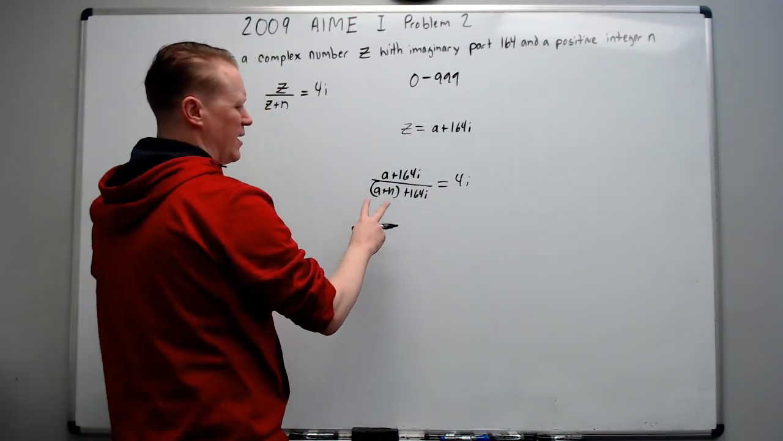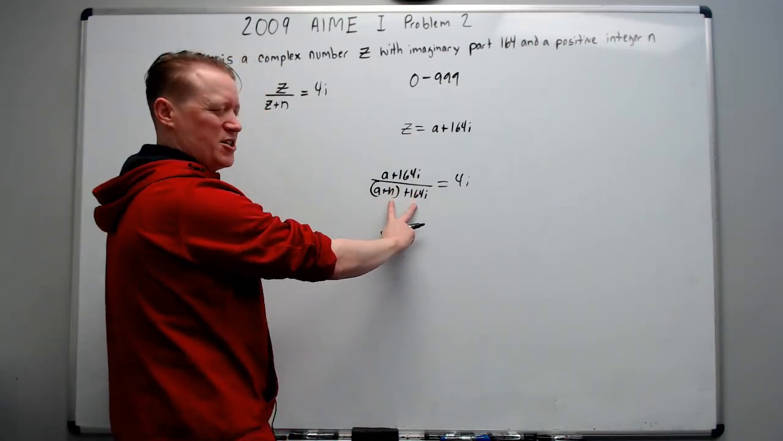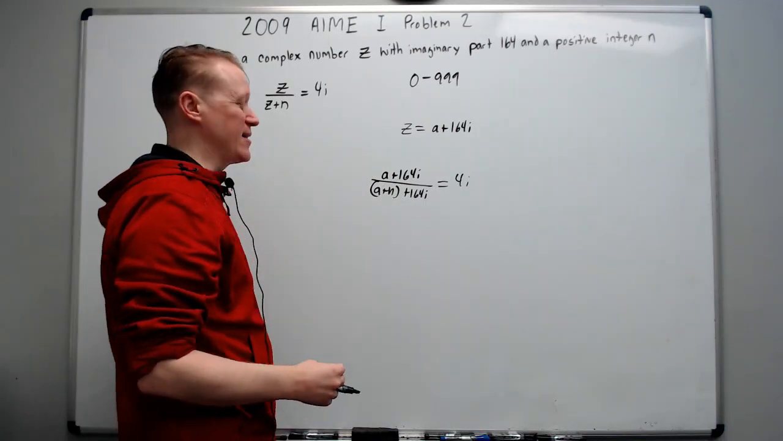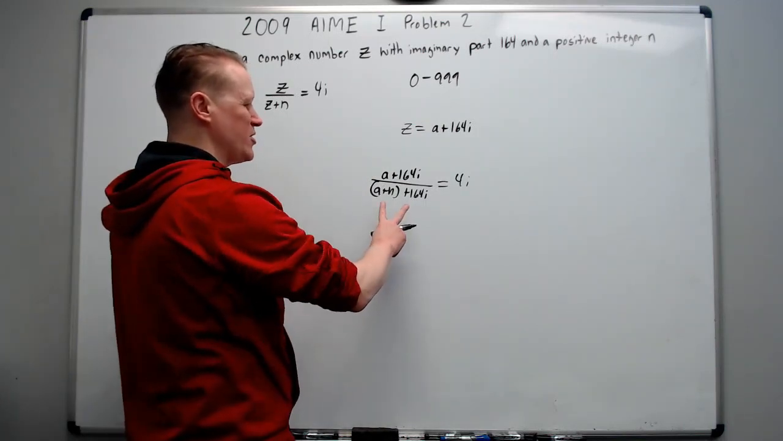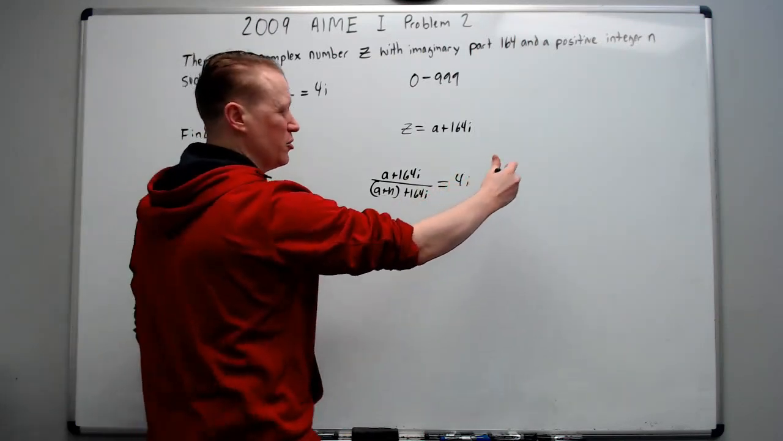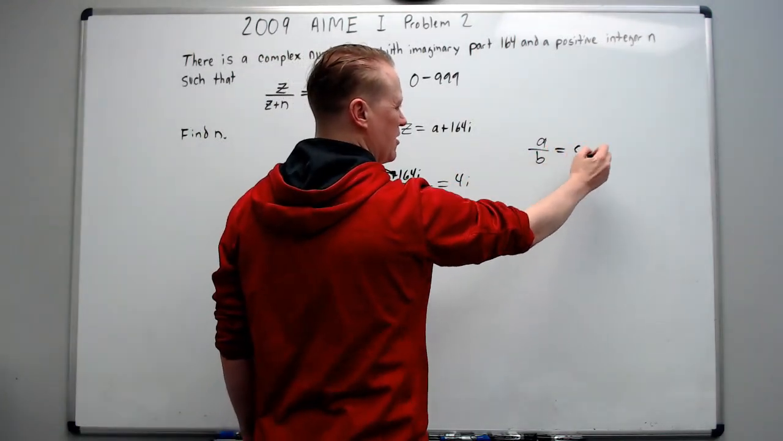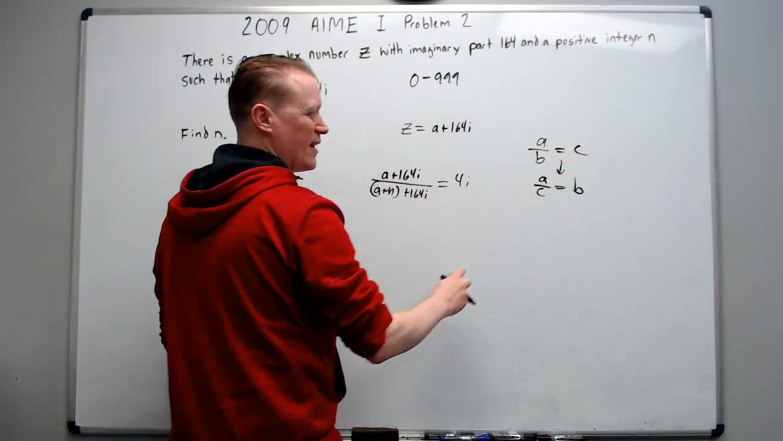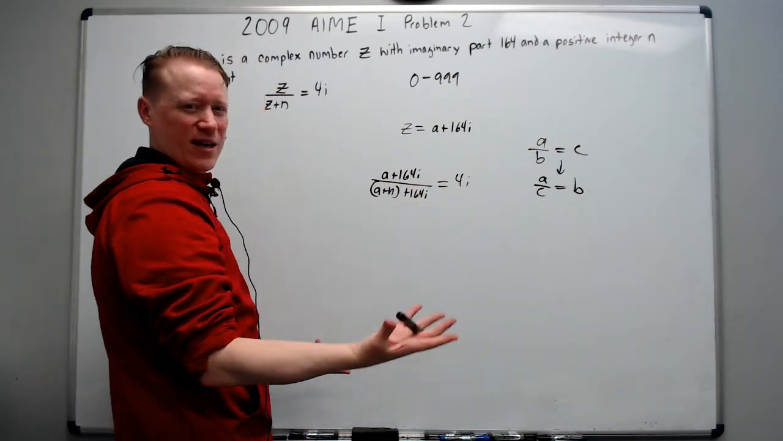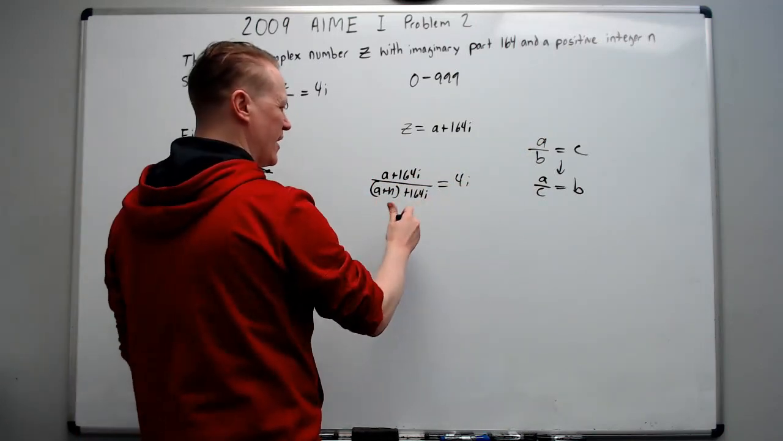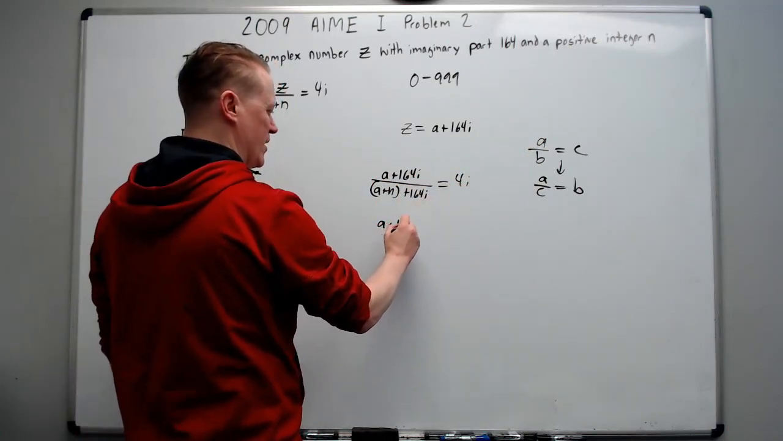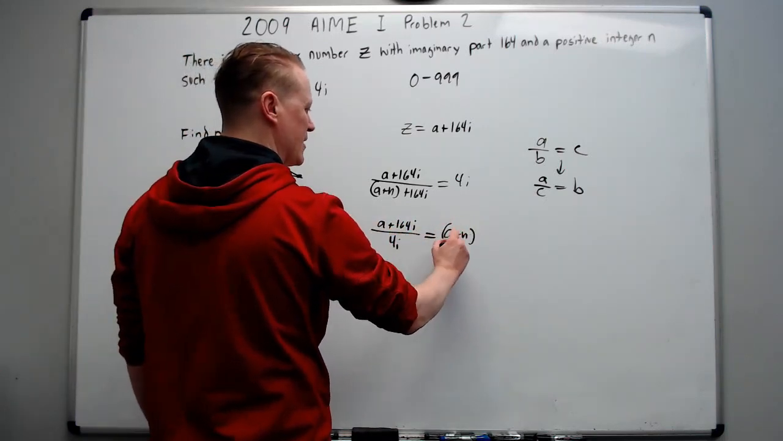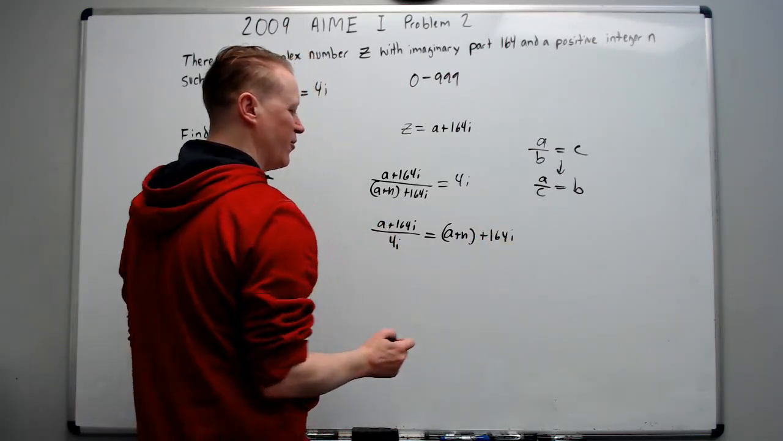Okay, so we could multiply this by the conjugate of the denominator on top and bottom, but that's probably going to get a little messy. What if we just swapped these two? If you have a over b equals c, then you can make this a over c equals b. That's okay. You just multiply by b and then divide by c. We can do that here, and we will get a plus 164i over 4i equals a plus n plus 164i.